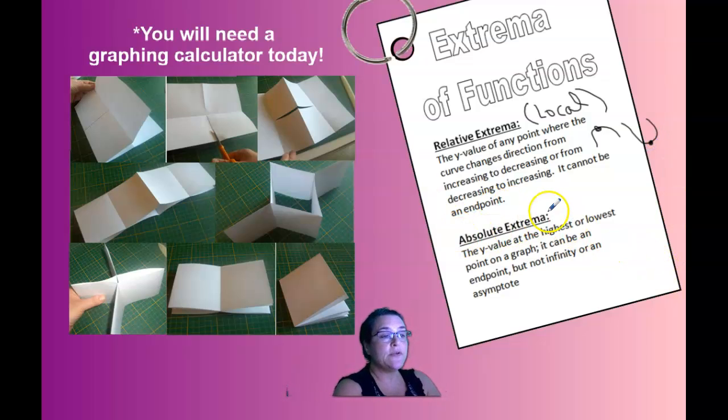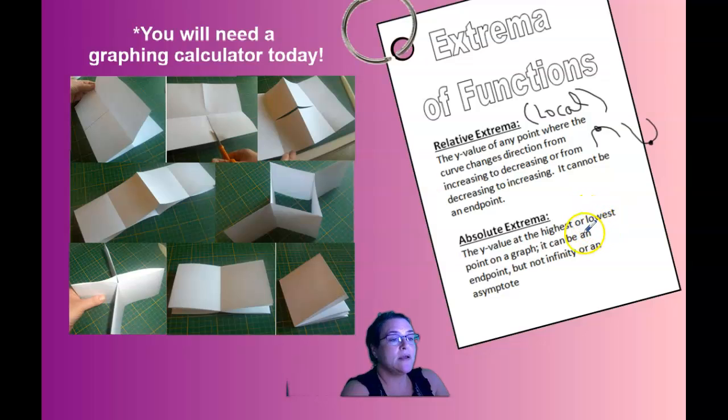Okay, now absolute extrema, that is when the y value is at the absolute highest or absolute lowest point on the graph. It can be an endpoint, but not infinity or an asymptote. So when we get to some examples with rational functions where we have values approaching positive or negative infinity, or approaching a horizontal asymptote, those are not considered absolute extrema. Okay, only the absolute highest or lowest points, not what in calculus we think of as limits. Okay, we're not going to be looking at limits with respect to our extrema.